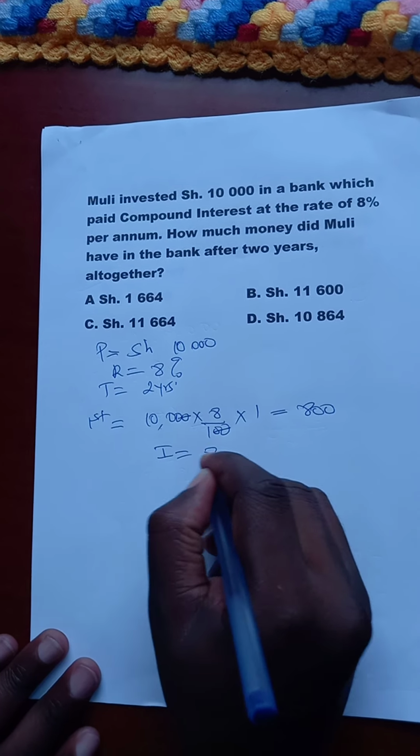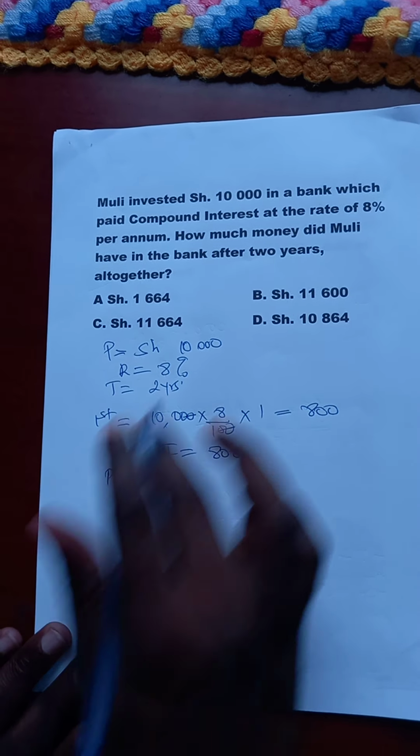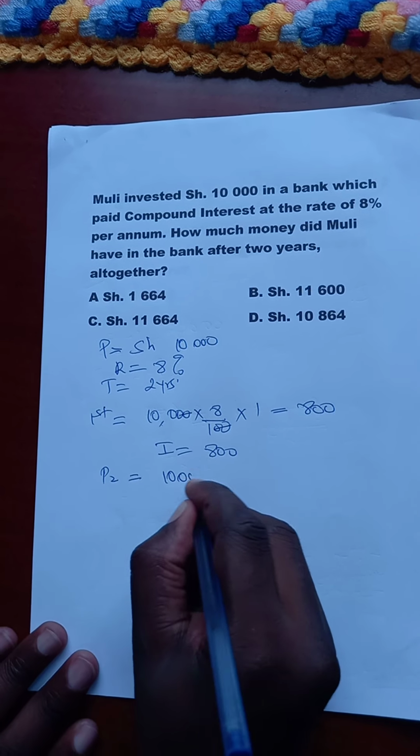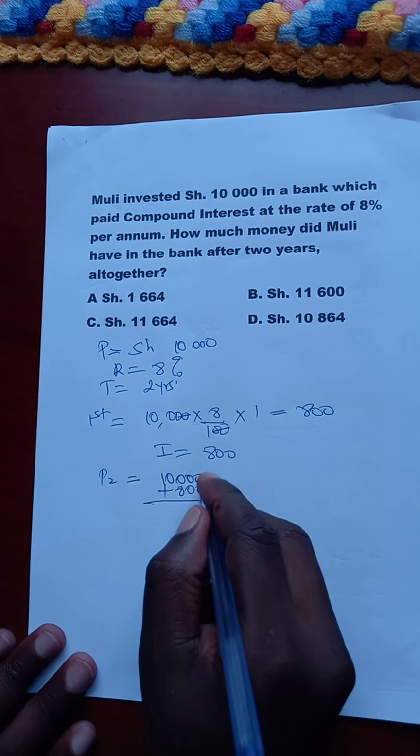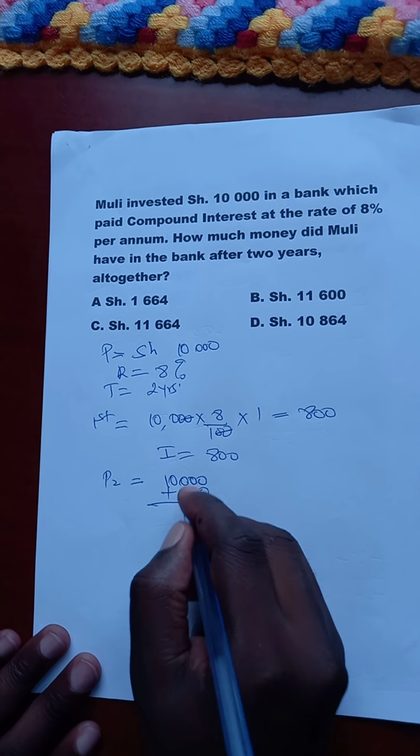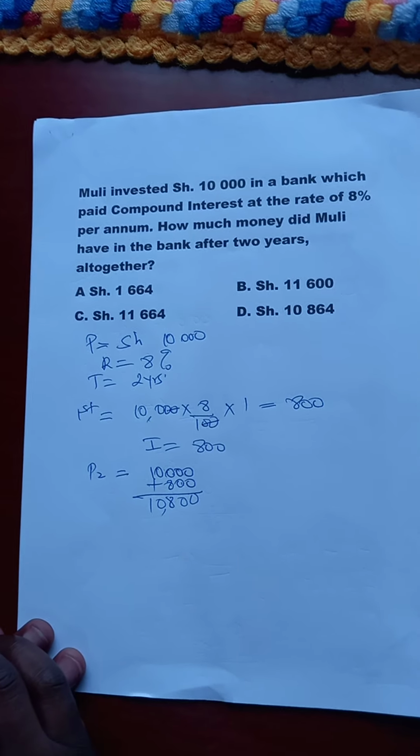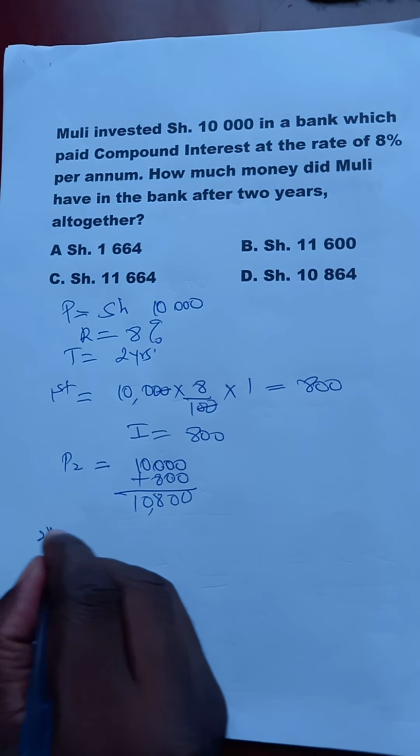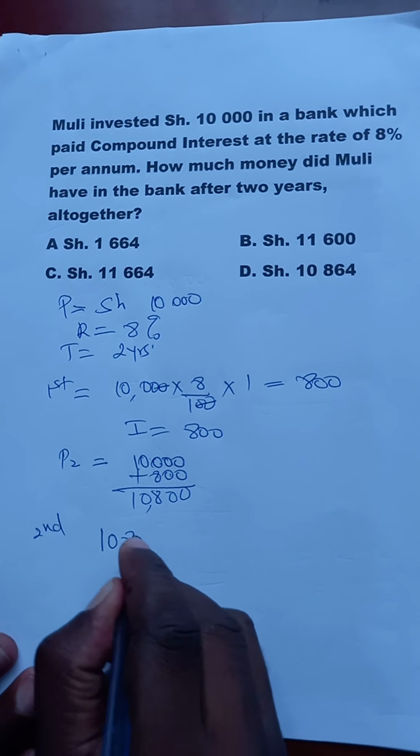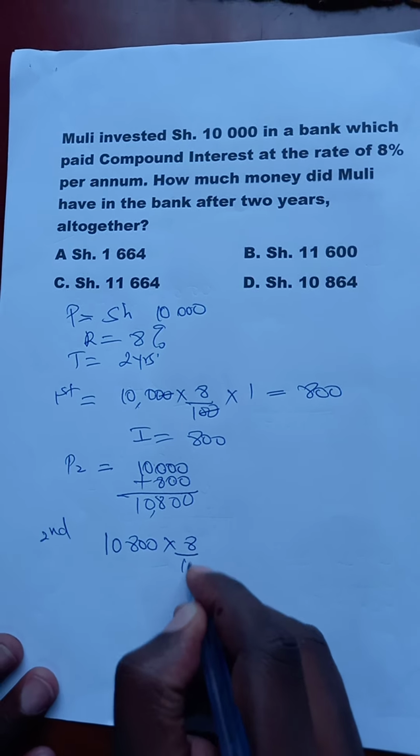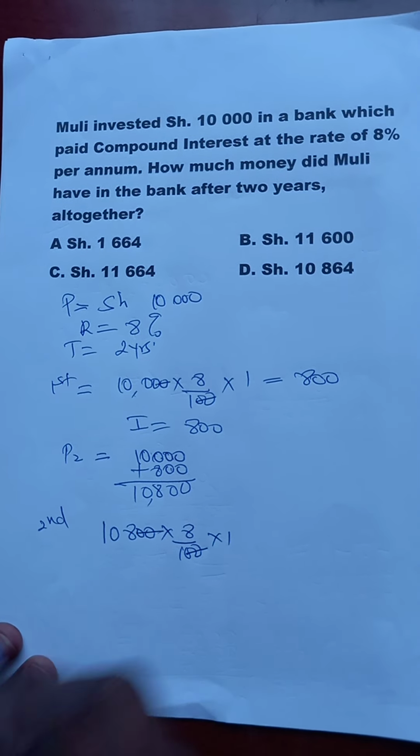First interest, 800. We get principal 2, which will be given by the second year. The first principal, 10,000, plus our interest of 800 shillings. 0 plus 0, 0. 0 plus 0, 0. 0 plus 8, 8. 10. You get 10,800. Second year, use this principal 2, 10,800 times 8 over 100 times 1. The two zeros will cancel each other.